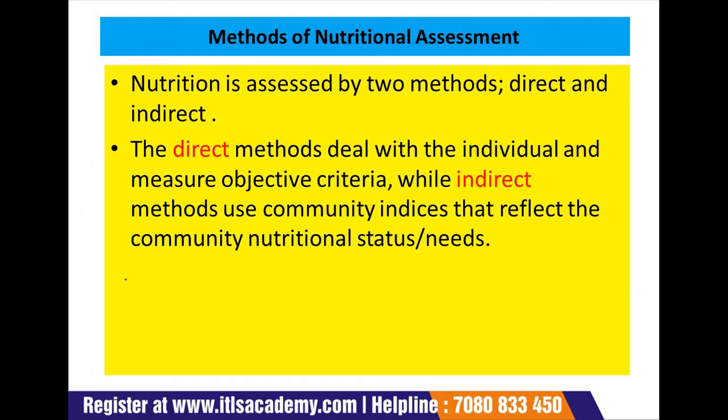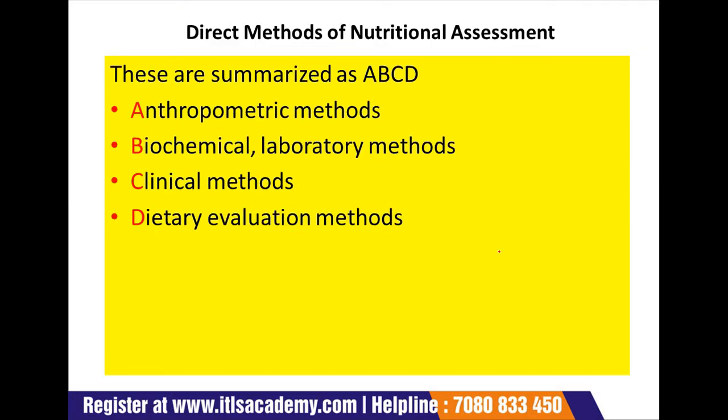So next one is the method of nutritional assessment. Here are the two types of method for nutritional assessment. First one is the direct method and second one is the indirect method. So the direct method deals with individuals and measures objective criteria, while the indirect method uses community indicators that reflect the community nutritional status and needs. So let's discuss the first, direct methods.